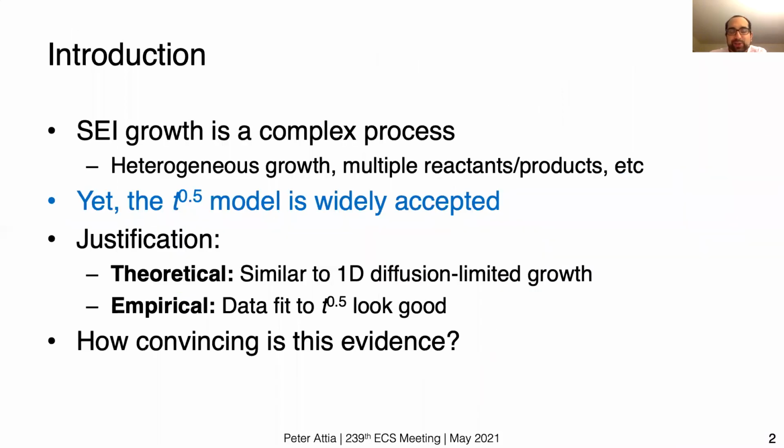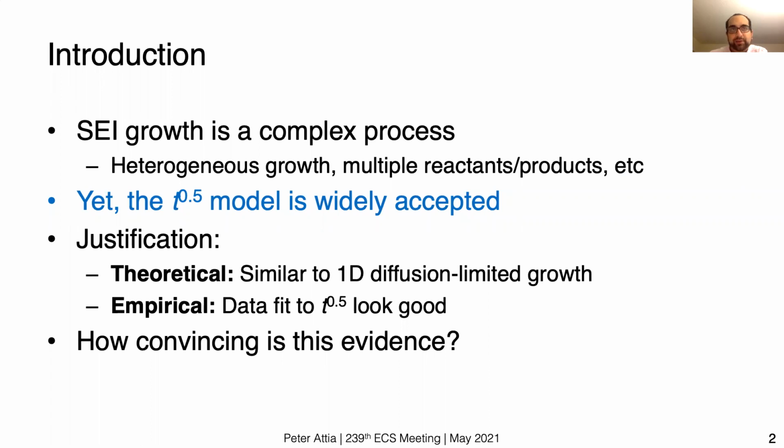So, as I'm sure most in this audience are aware, SEI growth is pretty complicated. Got heterogeneous growth, all sorts of reactions and products being formed. And we'll get into some of the other complications as we go. Yet, despite all that, the 2 to the 1/2 model is pretty widely accepted by the battery community to describe SEI growth. And the justification for the 2 to the 1/2 model is generally twofold.